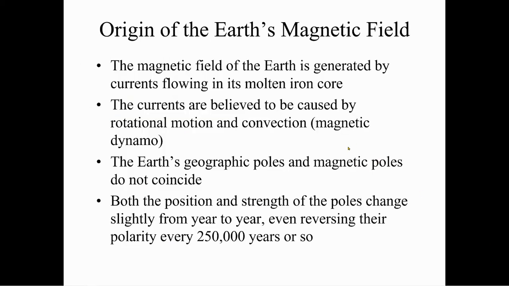So how does the Earth get that magnetic field? The origin of the magnetic field. The magnetic field of the Earth is generated by currents flowing in its molten iron core. The currents are believed to be caused by rotation, motion and convection, or what we call a magnetic dynamo. The Earth's geographic poles and magnetic poles do not coincide. Both the position and strength of the poles change slightly from year to year, even reversing their polarity every 250,000 years or so.